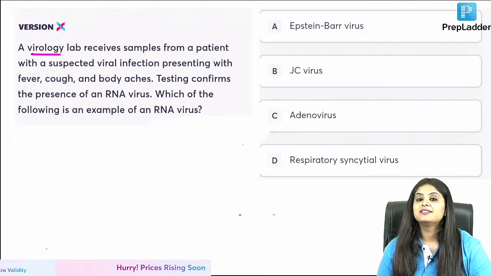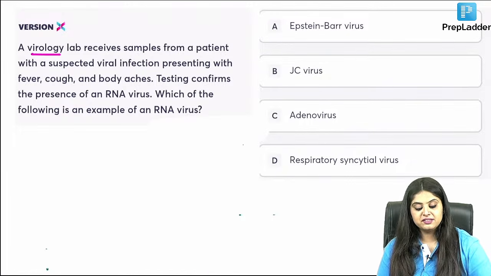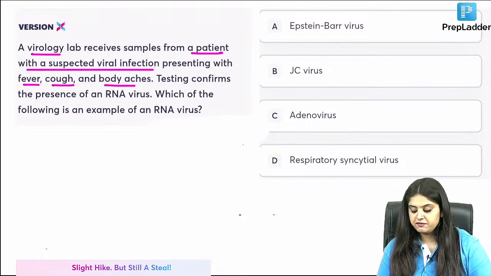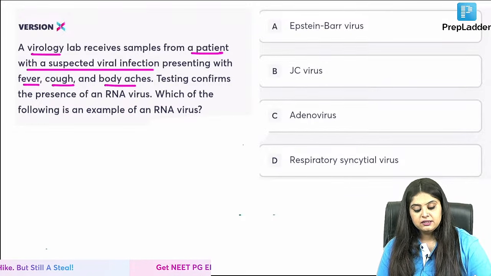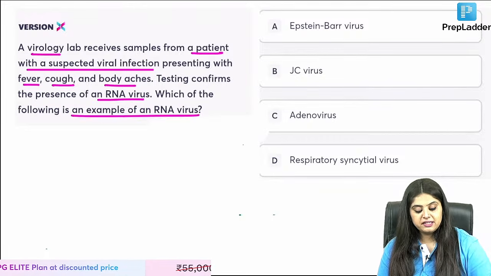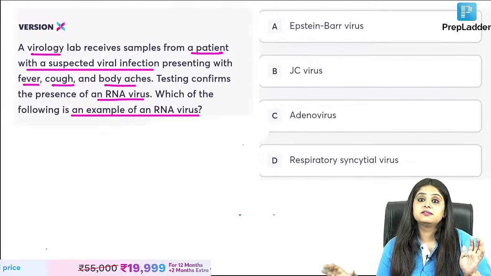Coming to the next one. A virology lab we have entered into. Receive sample from a patient with a suspected viral infection having fever, cough and body aches. Testing confirms the presence of RNA virus. Which of the following is an example of an RNA virus?